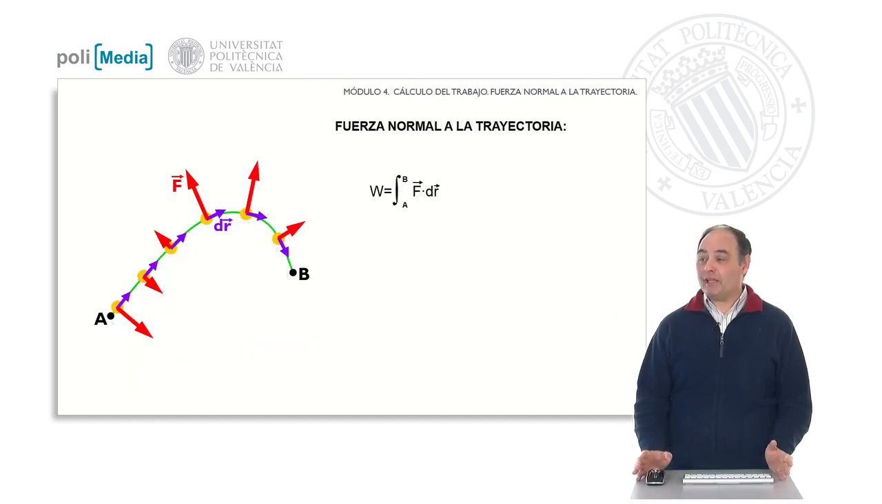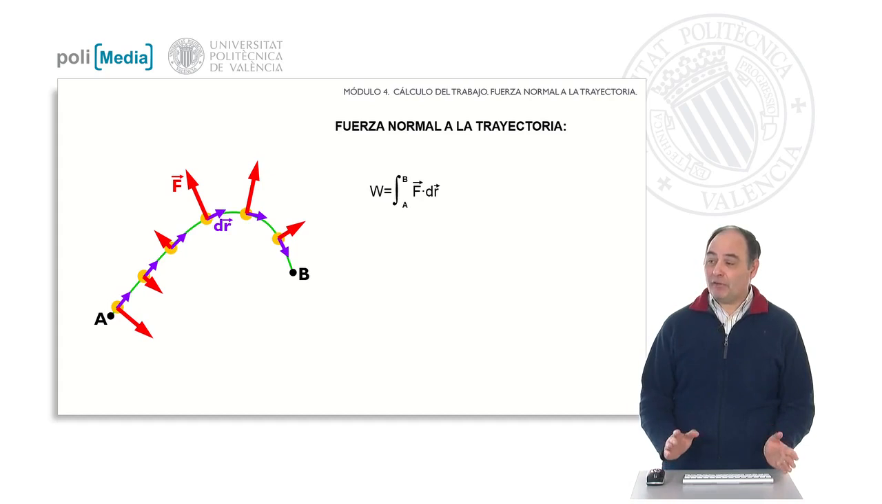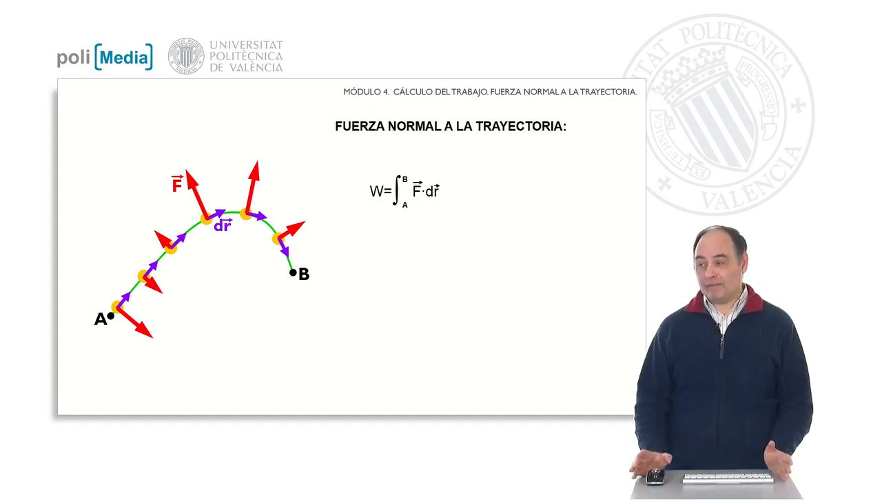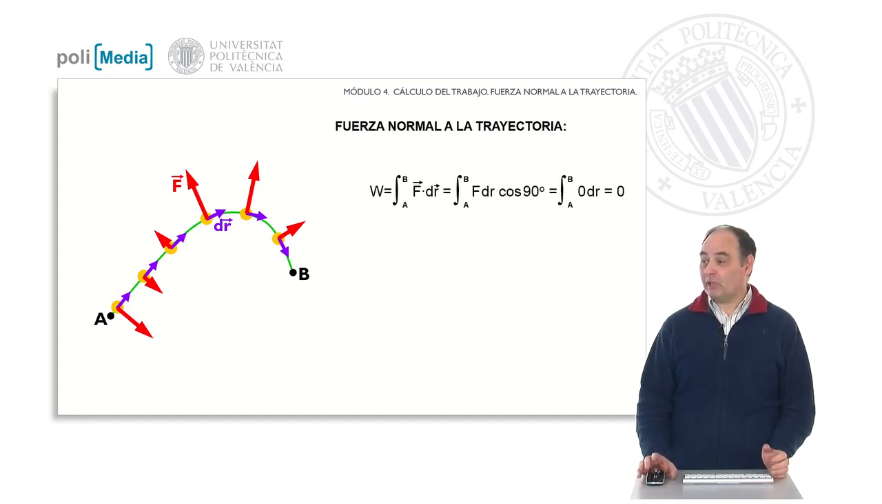If the force is normal to the path, we have already seen in the case of the straight line that it was 0. In fact, it is general. For any path with any shape, if the force is at all times perpendicular to the path itself, as we see in the image on the left, it will turn out that the development leads to the following result in the scalar product.